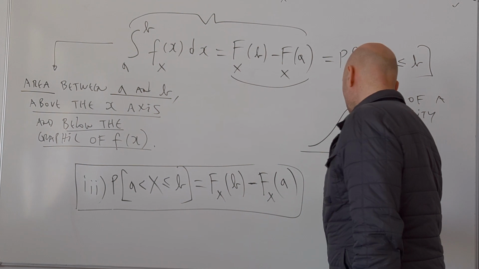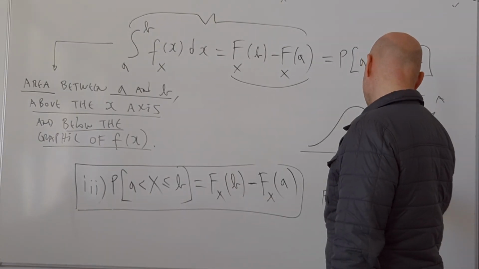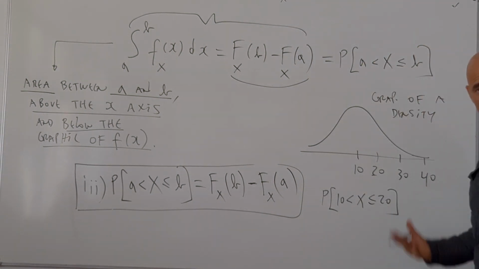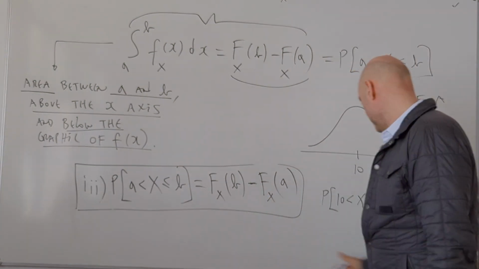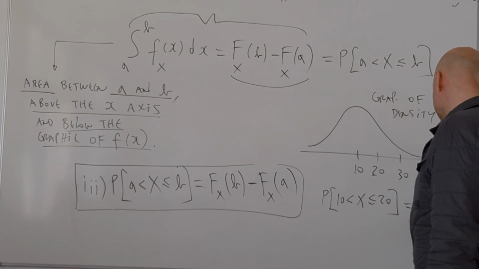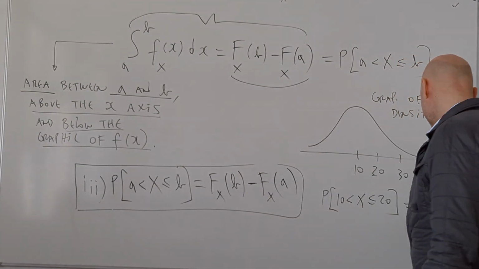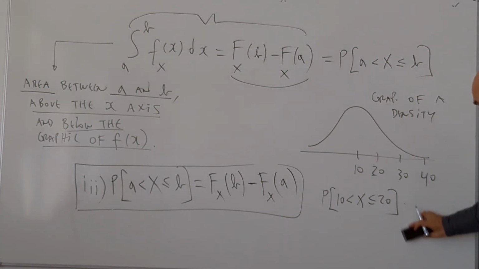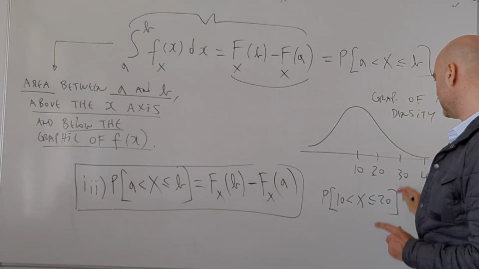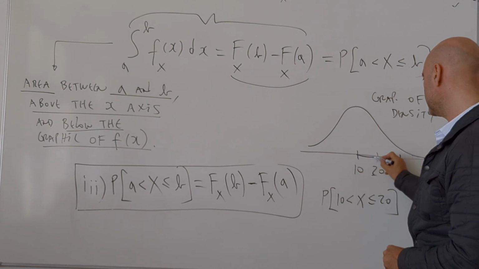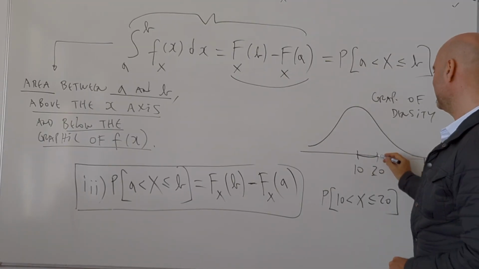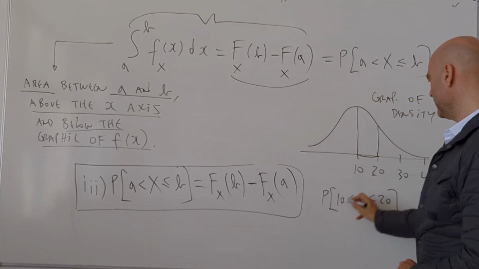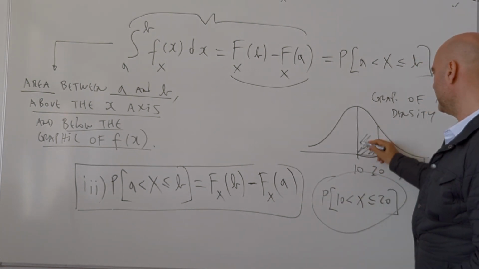So if I wanted to calculate the probability between 10 and 20, what do I need to do? I can apply this rule, and I can do big F of 20 minus big F of 10. Okay? I can use the distribution function, but I can also use the density, because this probability is the area between 10 and 20 above the x-axis and below the graphic of the density. So the probability here is equal to this area.